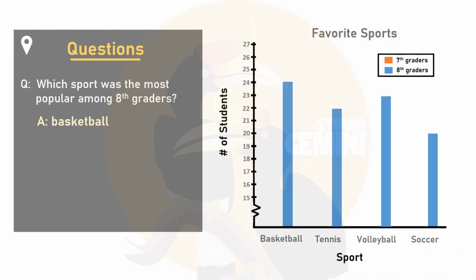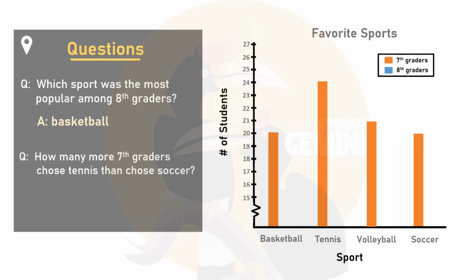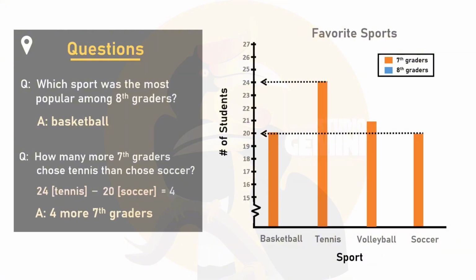Now, how many more 7th graders chose tennis than chose soccer? First, let's compare the orange bar for tennis to the vertical axis. We see that 24 7th graders said tennis was their favorite sport. Doing the same for the orange bar for soccer, we see that 20 of them liked soccer the most. The difference is 24 minus 20, so 4. 4 more 7th graders chose tennis than soccer as their favorite.